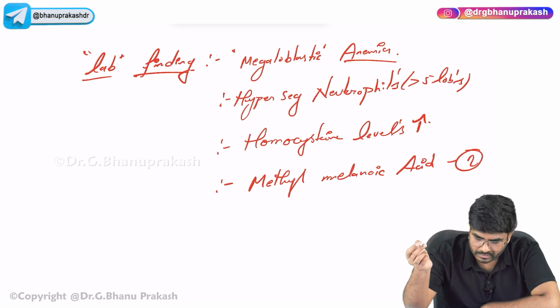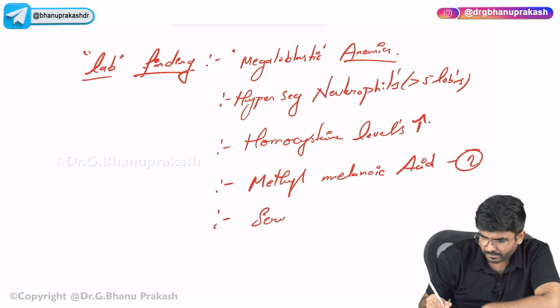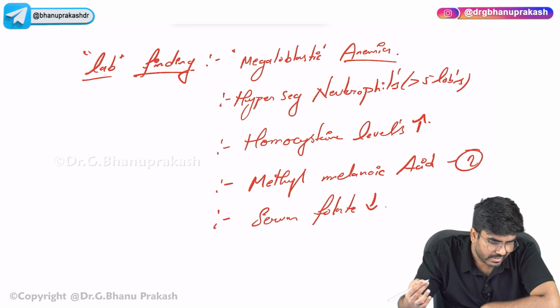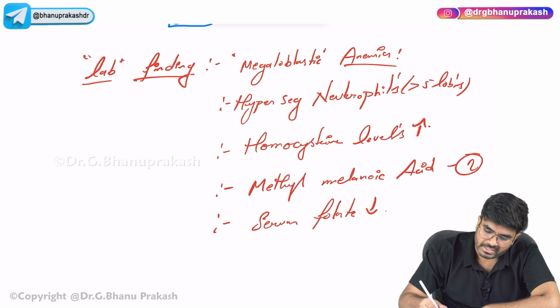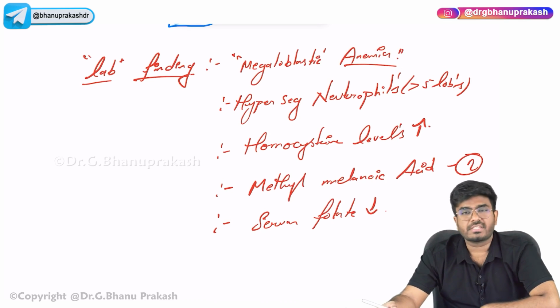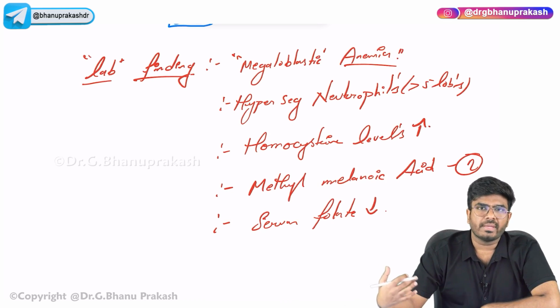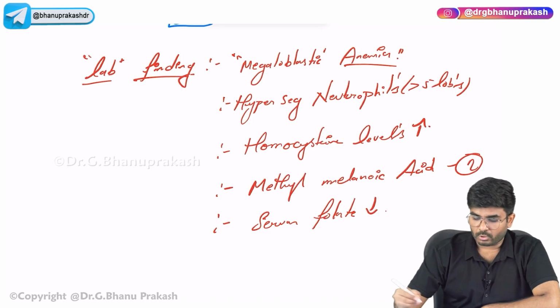So lab findings: of course, serum folate levels are going to be reduced, with normal methylmalonic acid levels. What other clinical features will these patients have because of this megaloblastic anemia? The patient is going to have hypoxic symptoms, easy fatigability, nausea, getting tired very easily. Pale conjunctiva can be seen, and glossitis can be seen.